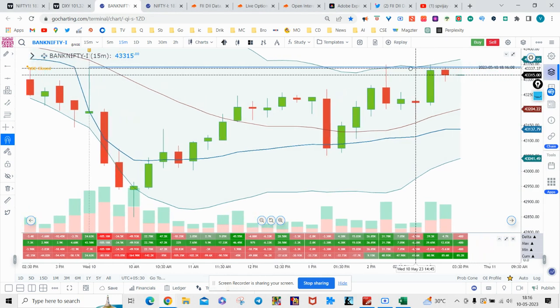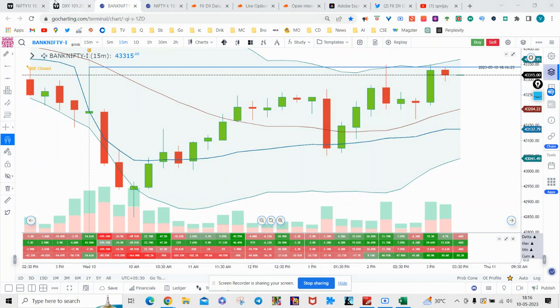Today is a big day, CPI data. So maybe positions considering both sides would have been opened by the big players. Based on that, we can judge the future course tomorrow. So overall, I hope this concept is clear.